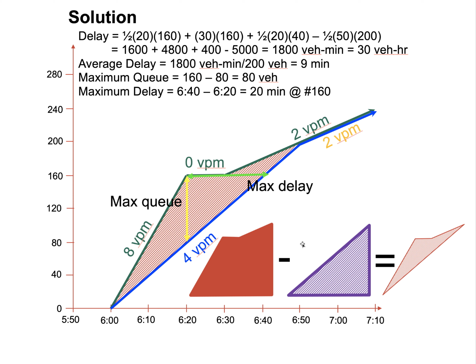The maximum queue occurs at 6:20, and that maximum queue is 80 vehicles. So we would need to have, again, enough storage area for 80 vehicles. And then the maximum delay occurs for the 160th vehicle. That maximum delay is 20 minutes. So those are the important parameters for these examples.